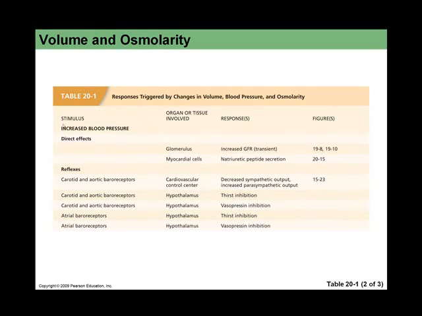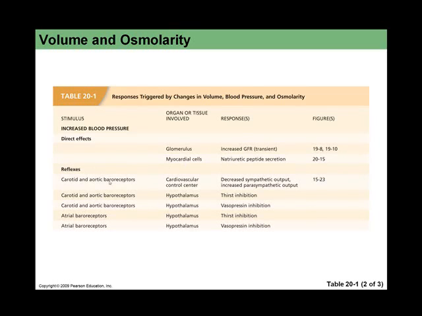Now let's switch over to the other side. You suddenly have an increase in blood pressure. The direct effects at the glomerulus will be an increased glomerular filtration rate, although the autoregulatory mechanisms will typically make this a transient effect. The myocardial cells will contribute the natriuretic peptide. We're going to try to reduce the volume of the liquid within our container, and we do this by driving sodium into the urine. Water will tend to follow it.